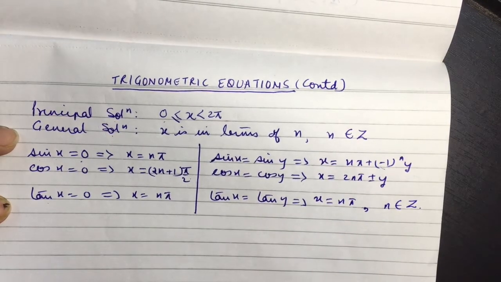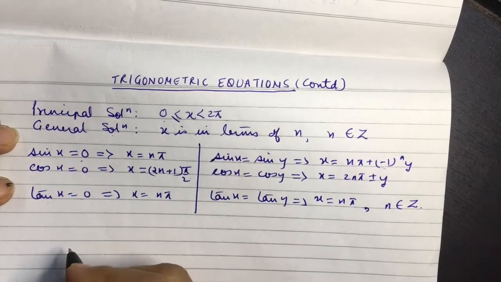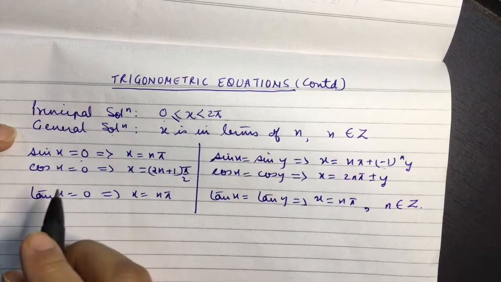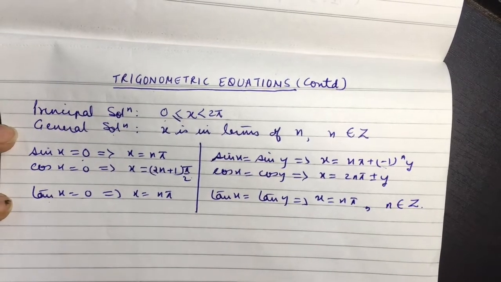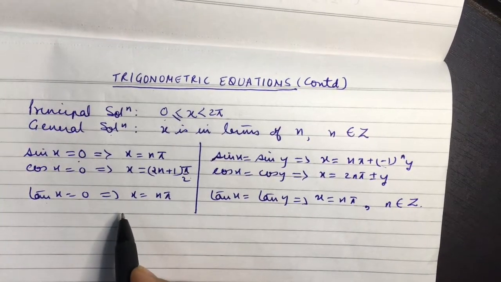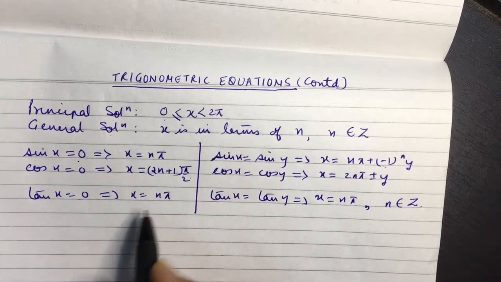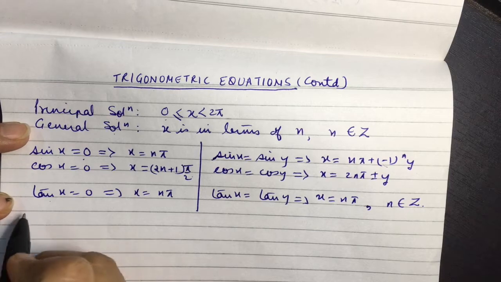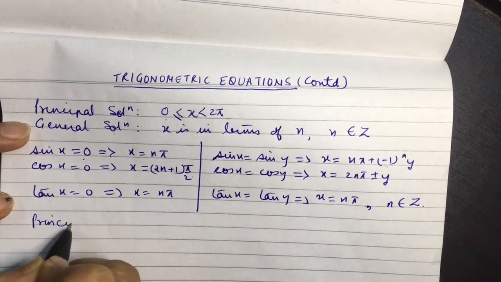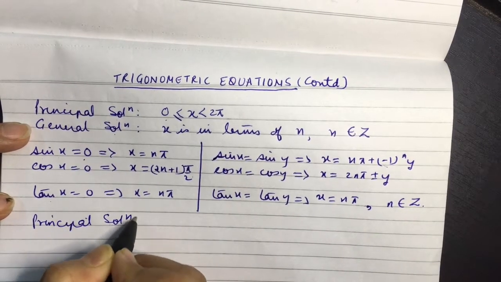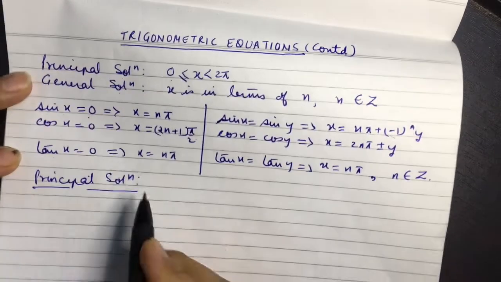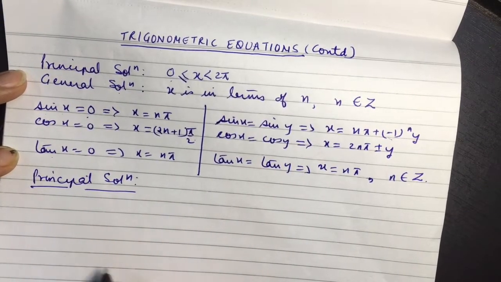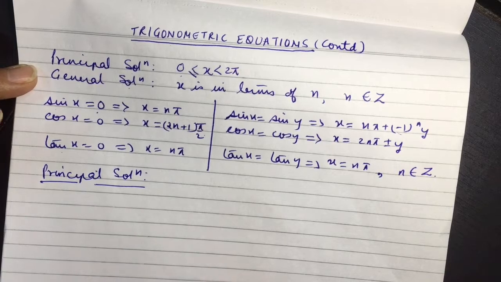Okay, now let's start doing the questions which are related to this. First of all we will do questions based on principal solution, and then we will proceed with the general solution. So now to get the principal solution, we know that the angle lying within the first one circle is called a principal solution.